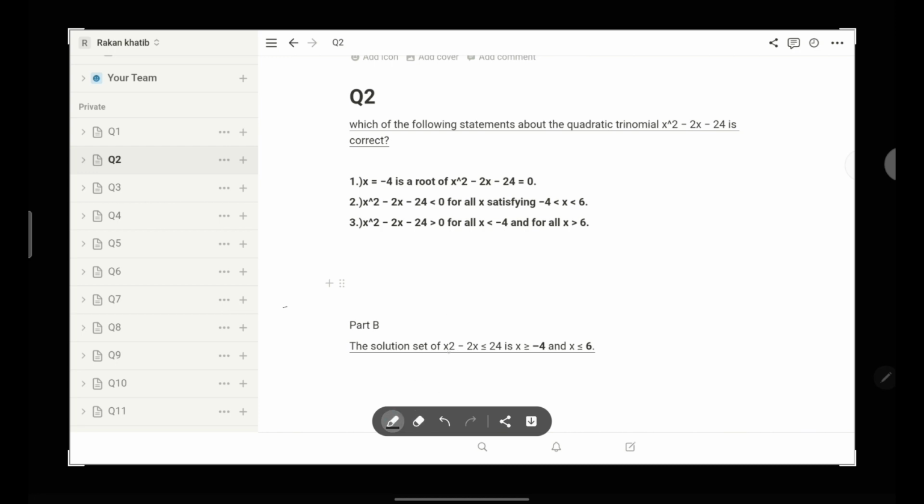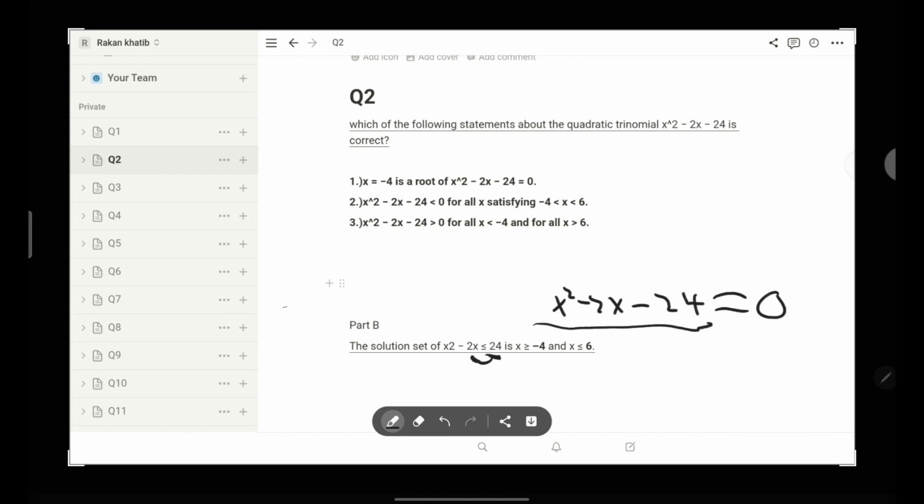Now moving on to part B. The solution set of x squared, here it's supposed to be squared, sorry, x squared minus 2x is smaller than or equal to 24, is x -4 and x 6. Okay, so I'm gonna write up top here, x squared minus 2x, greater than or equal to 24. Now, an easy way to do this is to move 24 to the other side, so it becomes -24, and then it's equal to 0. And you can just write this in the calculator.